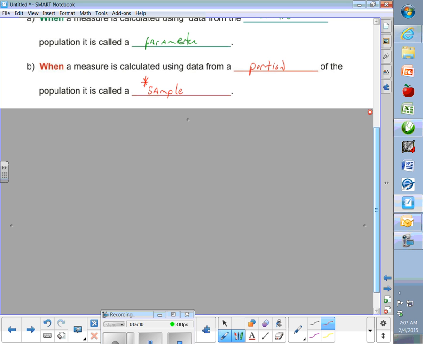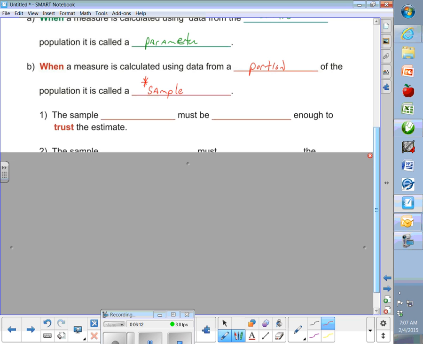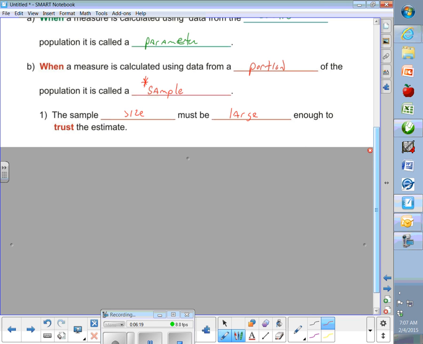Keep your ears open for it, and you'll hear it a good amount of time. All right, so the sample size must be large enough to trust the estimate. If I wanted to take a poll in the class here, there's 36 in the class, and if I just ask two people their opinion, and then from the two people decide that that's the whole class's opinion, that wouldn't be true. That wouldn't be accurate. That would be foolish.